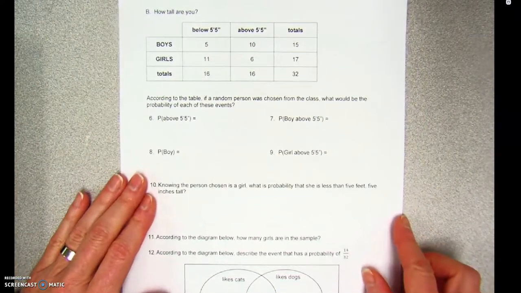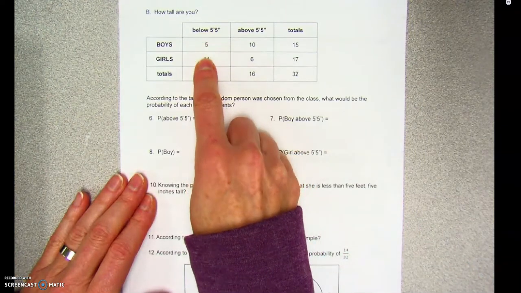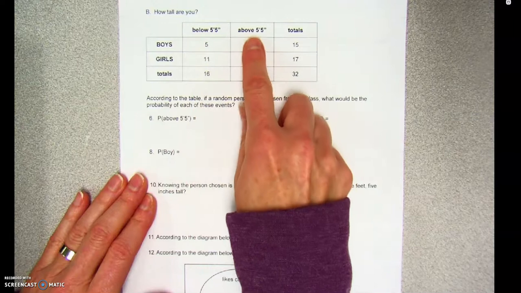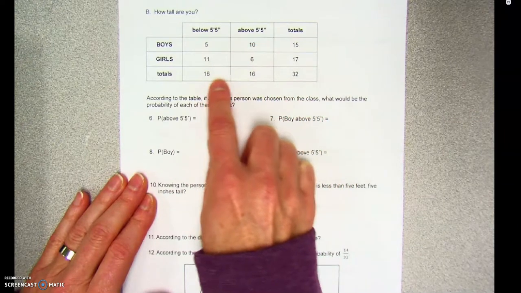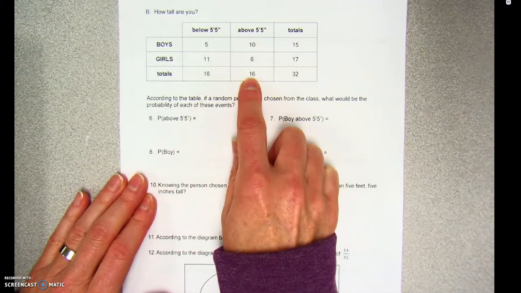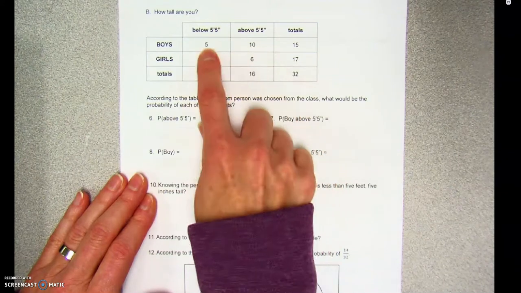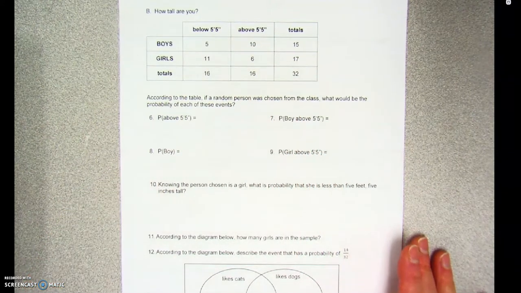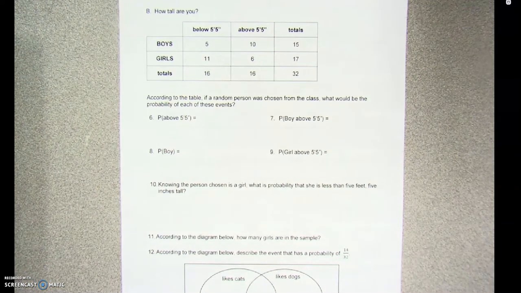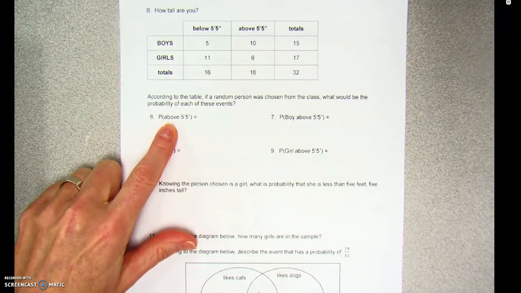This example is about how tall are you. Anyone who's below 5 feet 5 inches tall is here, and anyone who's above 5 feet 5 inches tall is here. And for the entire class, it's split 16 and 16. But you can see that for the boys, there are more who are taller than are shorter, and for the girls, it's a little bit different. So according to the table, if a random person was chosen, what would be the probability of each of these events? What is the probability someone will be above 5 feet 5 inches?